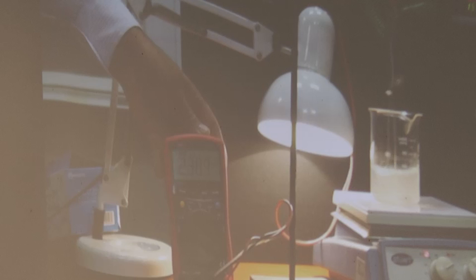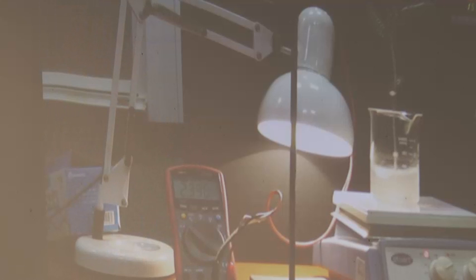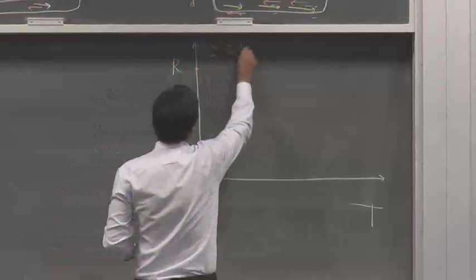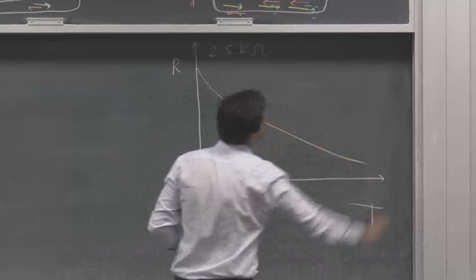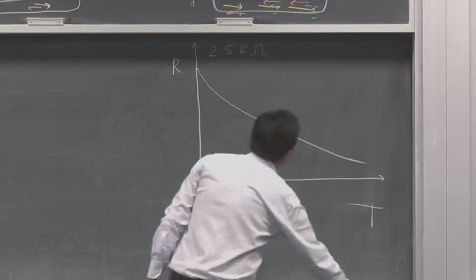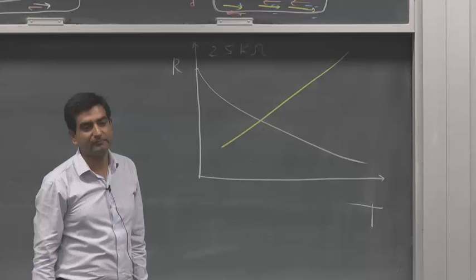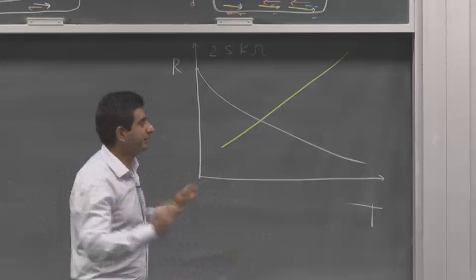So if I were to make a graph of this, this is temperature, this is my resistance. It starts off at 2.5 kilo ohms for this semiconductor material, and with the passage of time, the temperature goes up, the resistance goes down. For a resistor, on the other hand, we would have observed a relationship somewhat like this for an ohmic resistor, like carbon. But semiconductors have totally the opposite behavior.